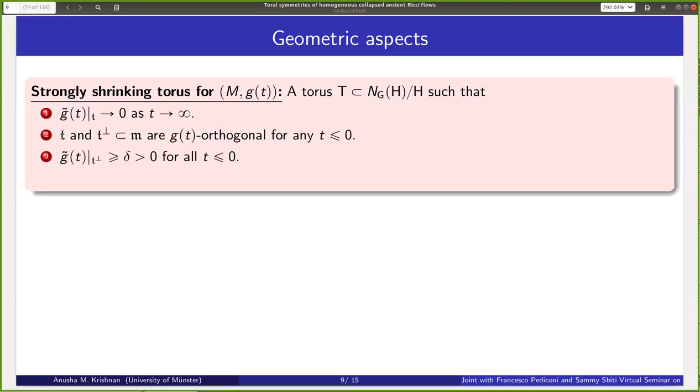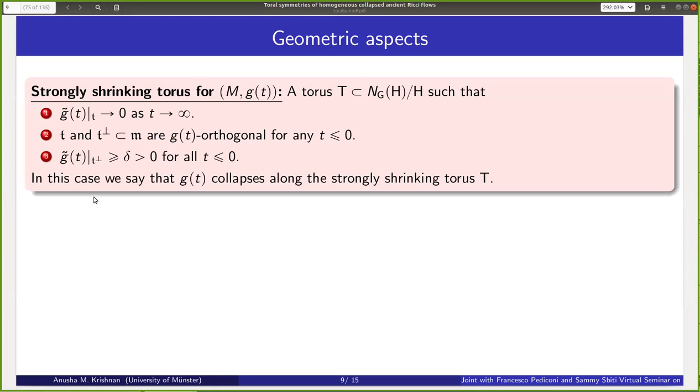Okay, and the second condition says that T and its Q orthogonal complement inside M are also g orthogonal for all times. And the third condition says that on the complement of the torus, the metric is bounded away from 0. Okay, so this is saying that there's some fixed torus along which the collapse is happening as you go back to minus infinity. And in this case, we say that g(t) collapses along the strongly shrinking torus T.